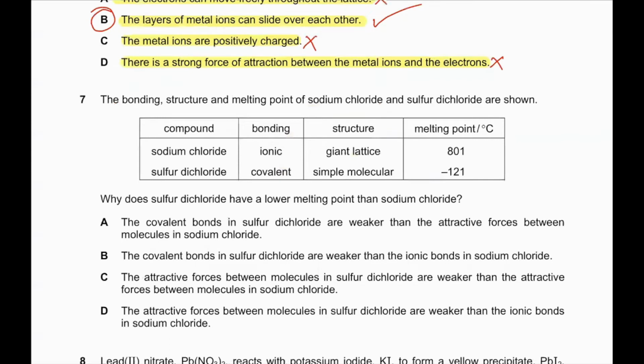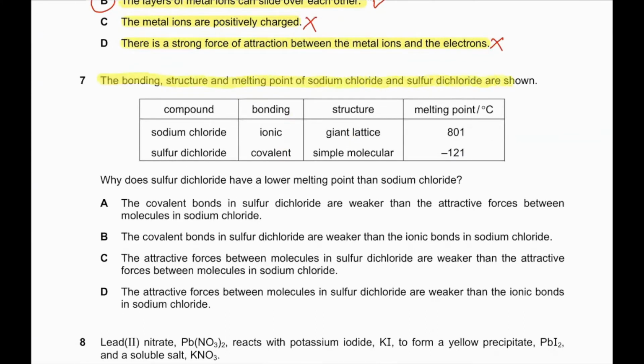Question number 7. The bonding structure and melting point of sodium chloride and sulfur dichloride are shown. Compound: sodium chloride, bonding ionic, structure giant lattice, melting point 801 degrees Celsius. Sulfur dichloride, covalent bonding, simple molecular structure, and minus 121 degrees Celsius is the melting point. Why does sulfur dichloride have a lower melting point than sodium chloride? Alright, so the covalent bonds in sulfur dichloride are weaker than the attractive forces between molecules in sodium chloride.